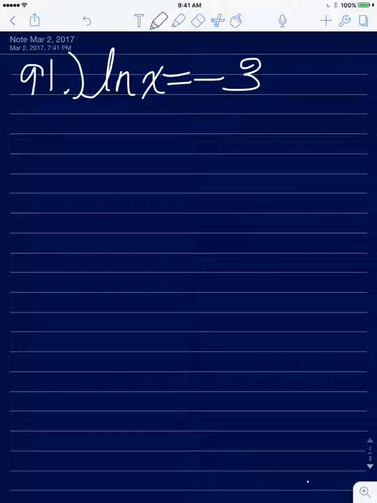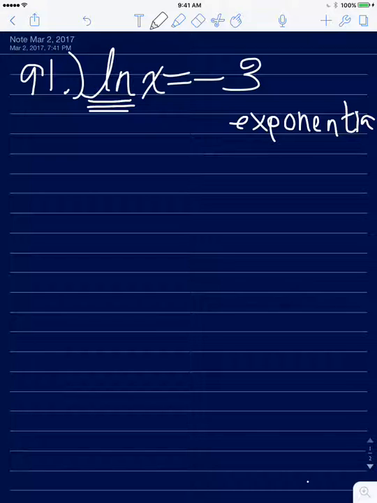So number 91, you have the natural log of x equals -3. And we want to solve for x. Anytime we start with a logarithm like we do right here, to get rid of the logarithm, we have to do the opposite of a logarithm, which is an exponent. So we're going to exponentiate. And you don't have to really memorize this word, but I want you to know what it is.